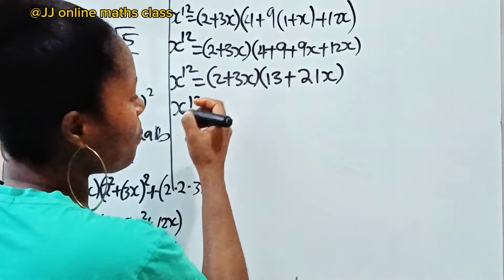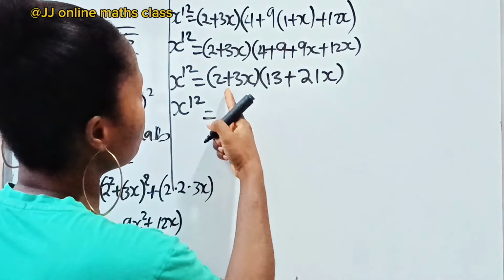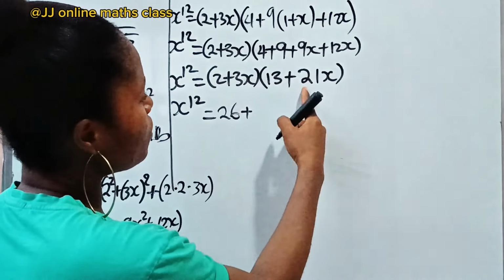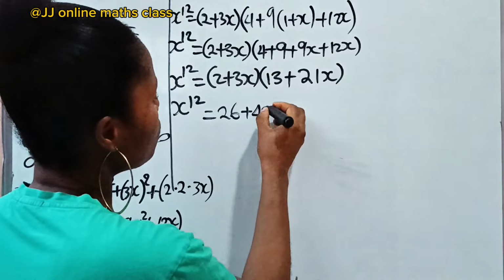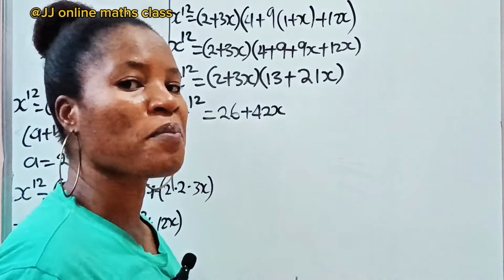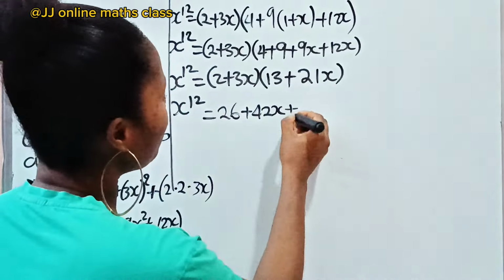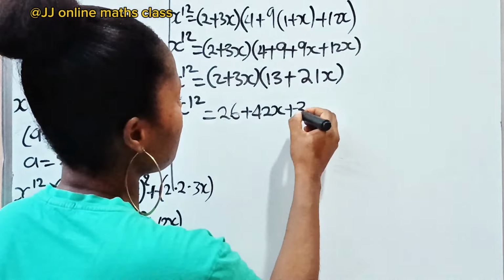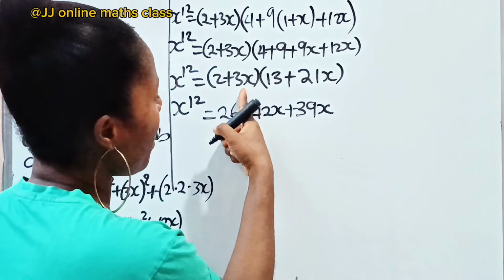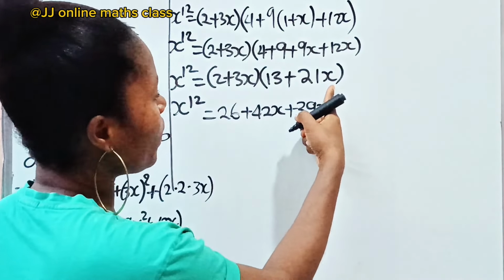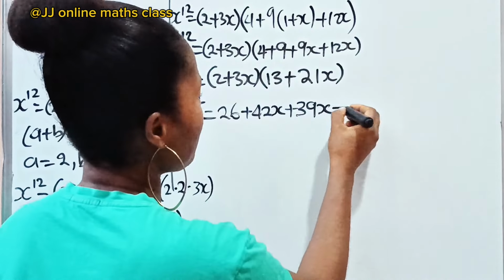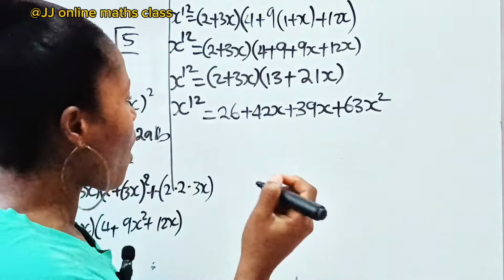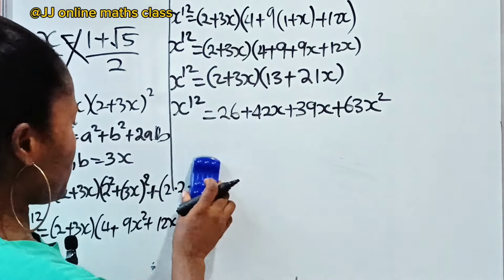So we have that x to the power of 12 is equal to 2 times 13 will give us 26, plus 2 times 21x will give us 42x. I need to slow down here so that I will not make mistakes. Okay, now plus 3x times 13 will give us 39x, right? Yeah, 39x. Now 3x times 21x will give us 63x squared, sorry, x squared. All right, so we have, permit me to clean this.